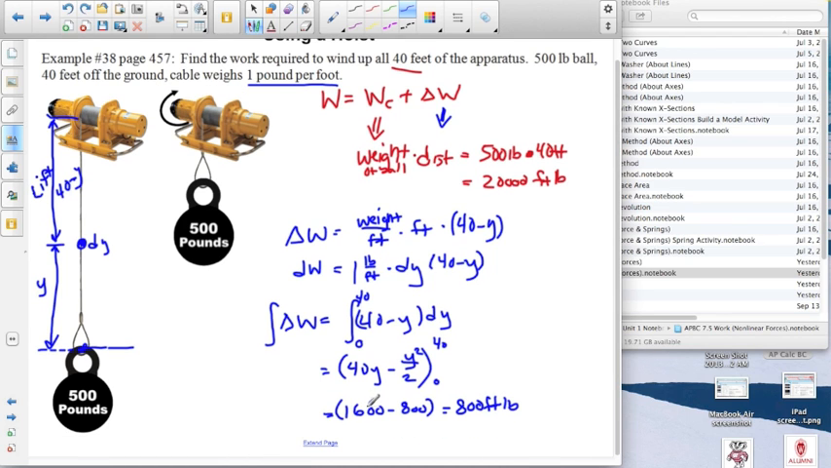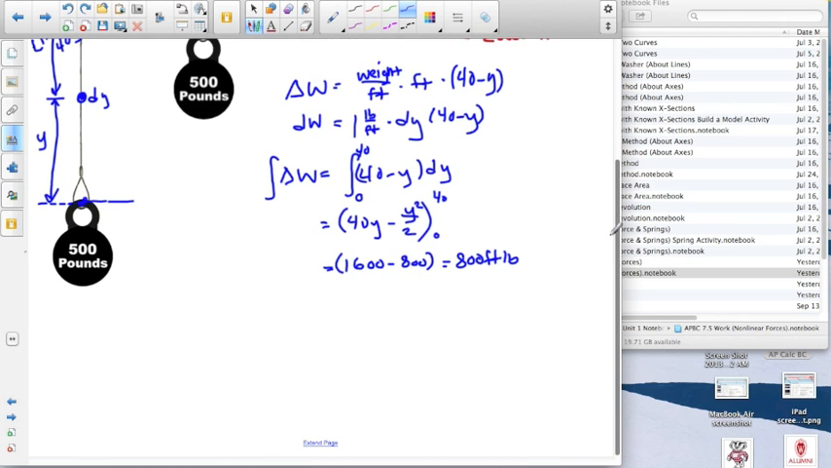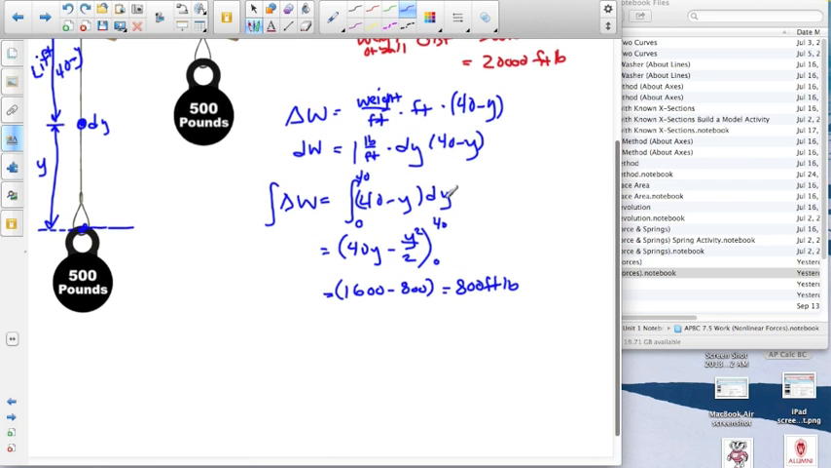So the total work then is going to be the 20,000 foot-pounds from raising the load, and the 800 foot-pounds from coiling up the chain. So we're looking at 20,800 foot-pounds for the total work to lift this 500-pound load.